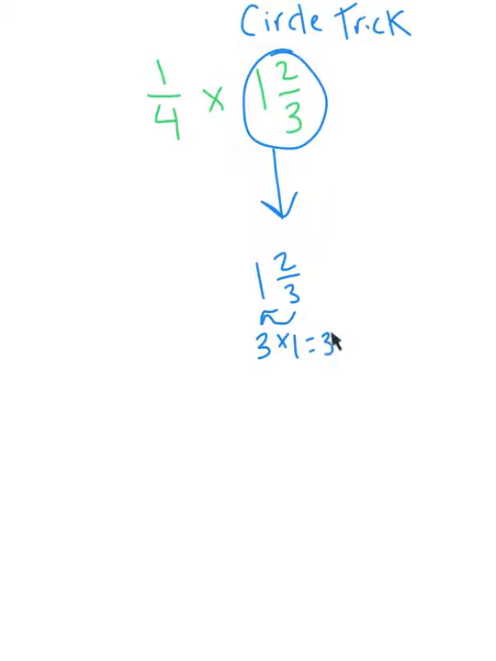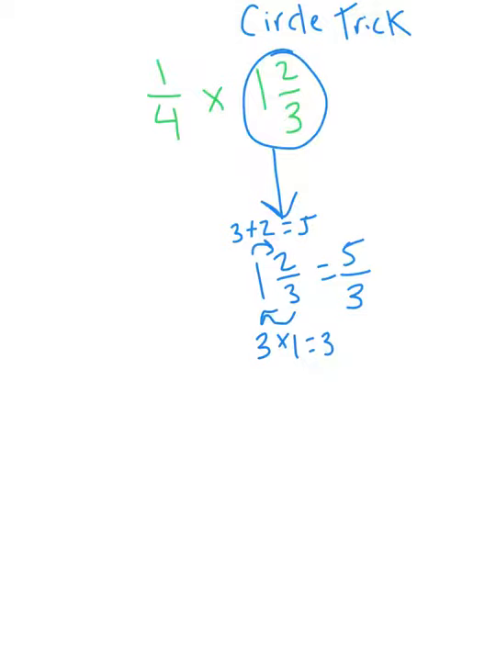Now I take this answer, and I'm going to add it to my top number. So then I'll do the rest of my circle, and I'm going to go 3 plus 2, which is 5. So now my new fraction is going to take this new number on the top that we just created, and we're going to keep the bottom denominator. So I will have 5/3.